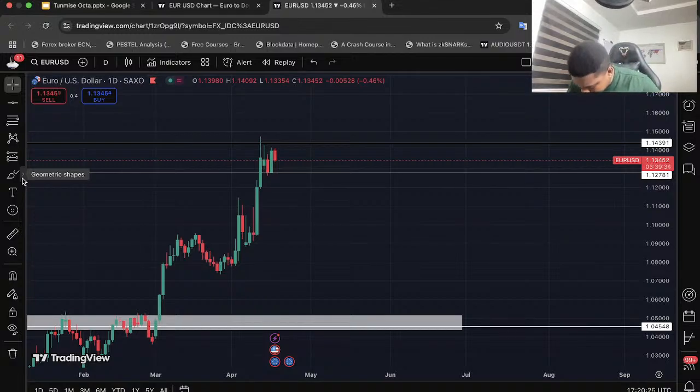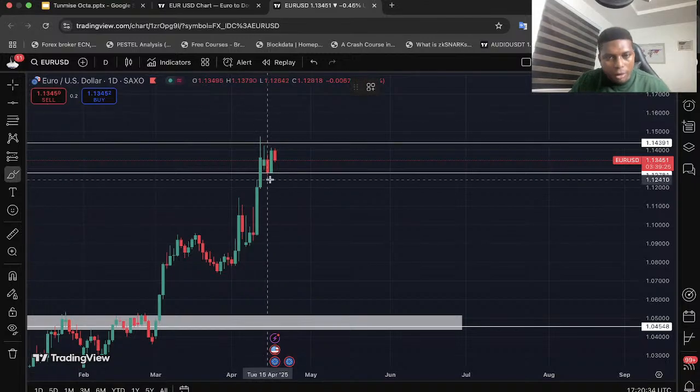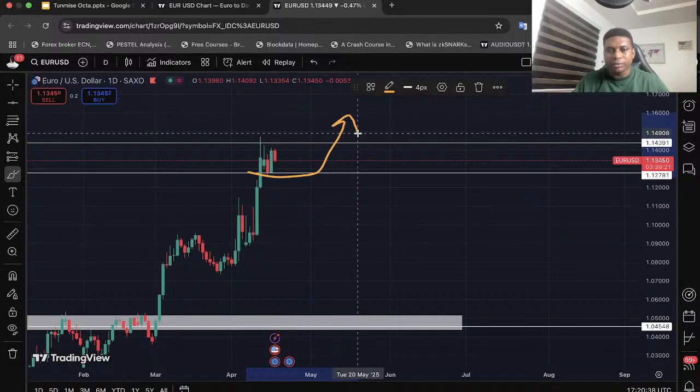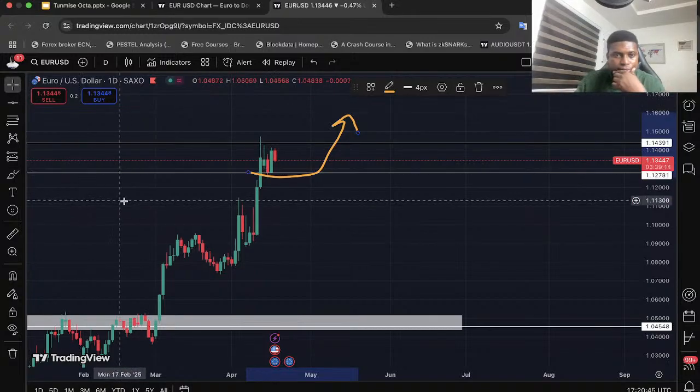Okay. Alien said, I'm seeing a minor support from the consolidation before breakout. Yes. You are seeing well. There is a minor support here before the breakout. All right. Good. You are following.